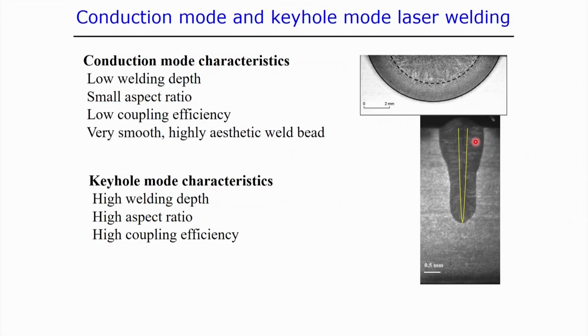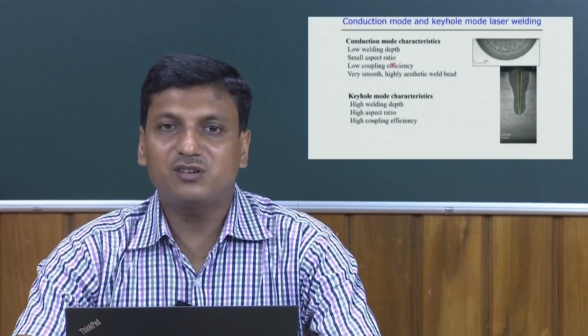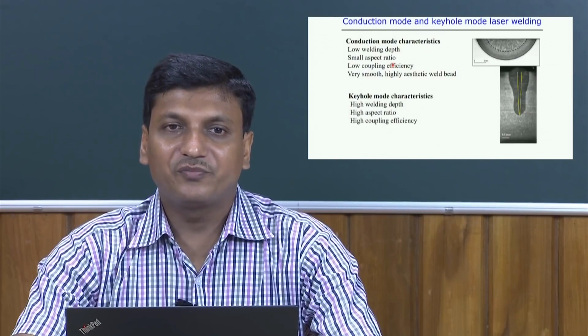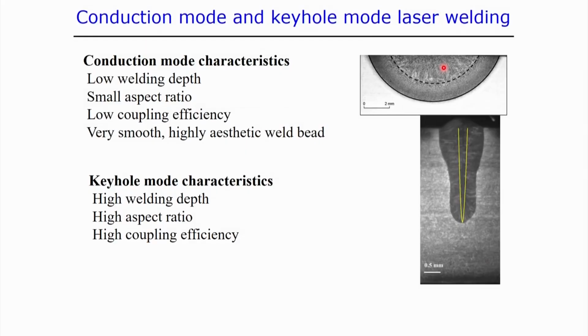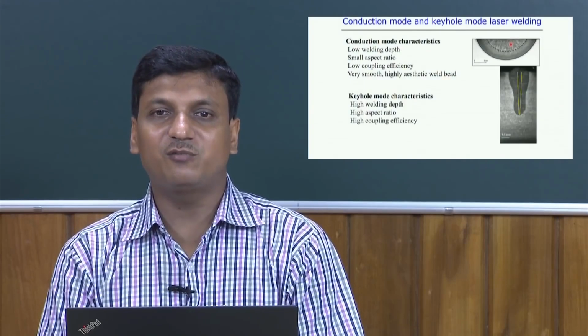In the first case, from the macrograph itself, we can see that it is generally a conduction mode laser welding process. The typical characteristics are low welding depth, small aspect ratio, that means penetration and width ratio, low coupling efficiency, and a very smooth, highly aesthetic weld pool. These are the typical characteristics of the conduction mode laser welding processes.